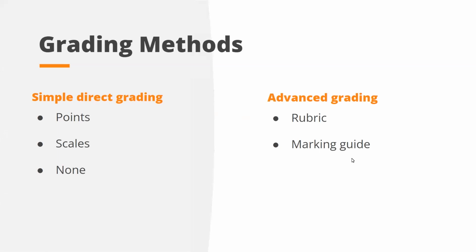And in Moodle, there are also 2 grading methods: the simple, direct grading method, and the advanced grading. In the first, the grading can be done through points, like numerical scales, 0 to 10, 0 to 100. And grading can also be done through descriptive scales, like pass-fail, incomplete, complete, or a 5-star scale. Depending on the needs of your course, you might also set up an activity with no grade at all.